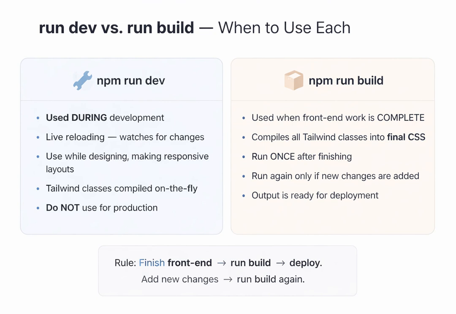Run build takes all those Tailwind utility classes and compiles them into a final, optimized output. You only need to run it once, unless you add new changes, in which case you run it again. The key rule is finish your front-end work, run build, then deploy. Don't skip this step, because without it, your styles won't be properly compiled for production.